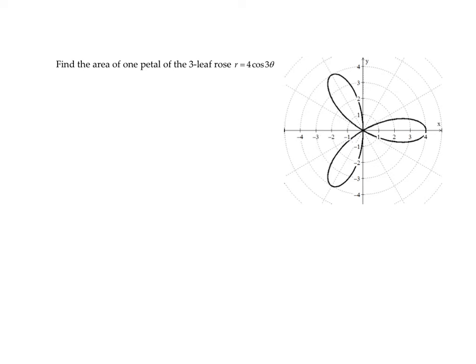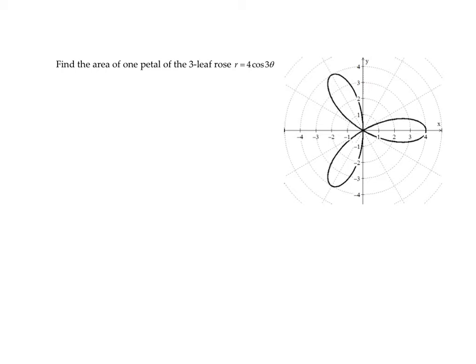In this video, we're going to find the area of one petal of the given three-leaf rose. In order to do this, I'm going to have to identify one of the petals according to the theta values which produce it. Let me explain that. So here's the idea.